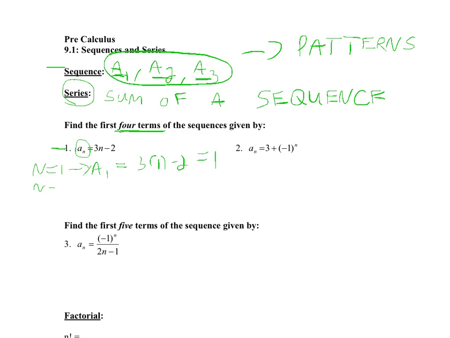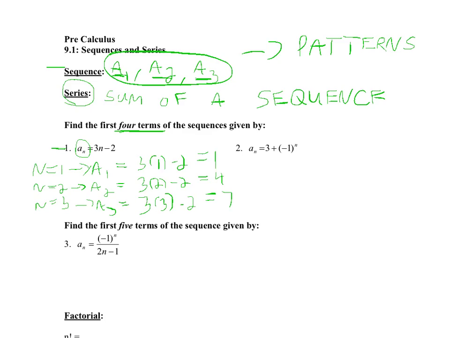Right, I make n equals 2. So that gives me A sub 2, which is the second term. And I just do 3 times 2 minus 2. So for that we get 6 minus 2, which is 4. Okay, I do n equals 3, which is A sub 3. And it's real easy. I'm just kind of plugging and chugging along. So 3 times 3 is 9. 9 minus 2 is 7.